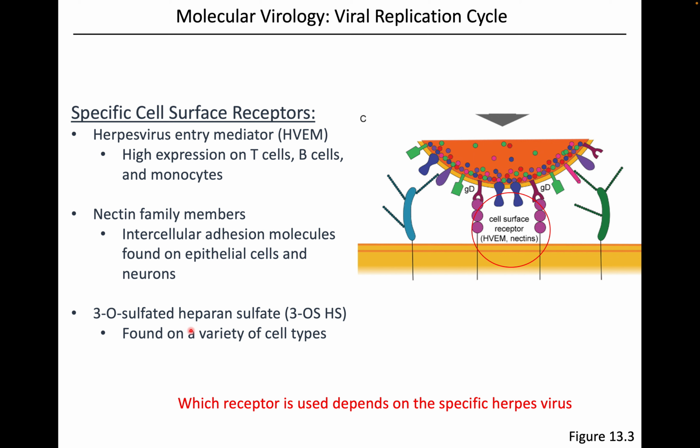And then there's a third, and I think you find this in a pretty wide variety of cell types, but you can get this modified heparan sulfate that can also serve as a specific receptor. So essentially you had the more generic binding followed by the more specific binding here. And again, this will vary based on cell type and can also vary, of course, based on which specific herpes virus you're dealing with.